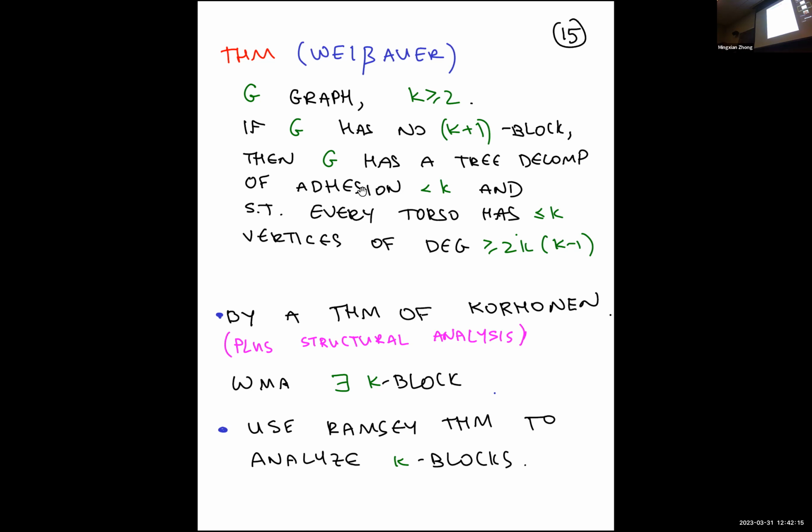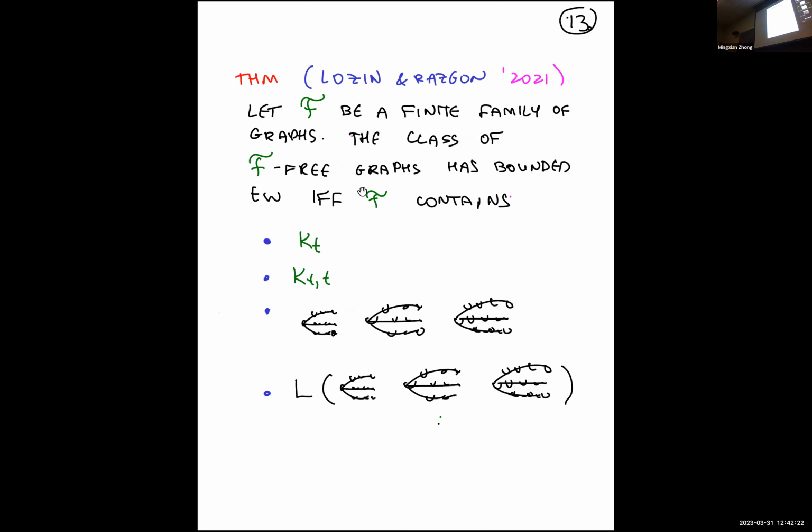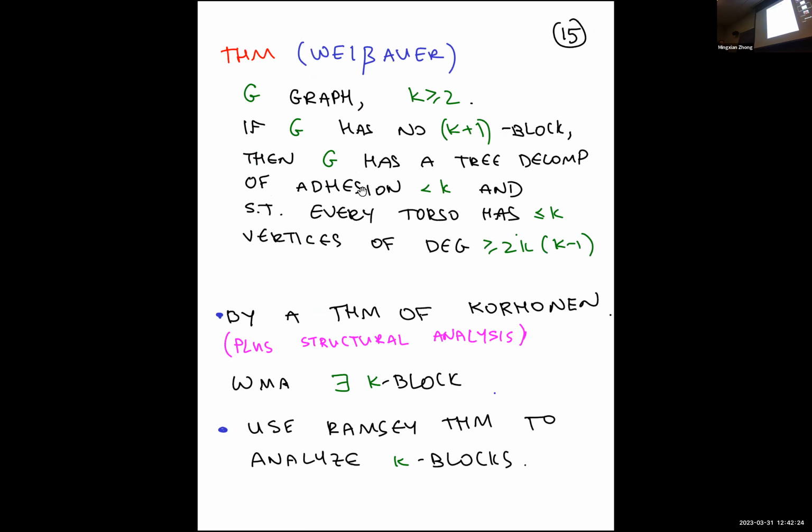You can check, it's not hard to check, that if the graph didn't contain the obstructions, then the torsos don't contain them either. You need to change the parameters a little bit, but that's true. So now each torso doesn't contain the obstructions and only has few high degree vertices. If you don't contain the large transversal obstructions, you don't contain our T-basic obstructions. So by Korhonen's theorem, if your degree is bounded, then the treewidth is bounded.